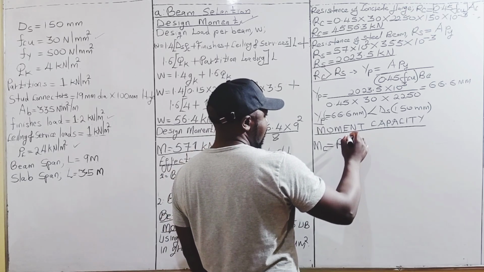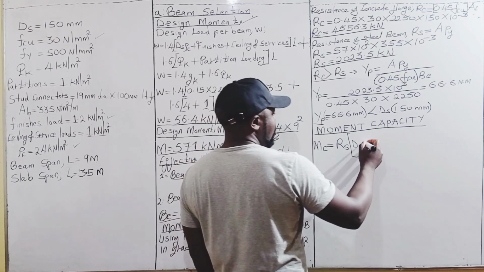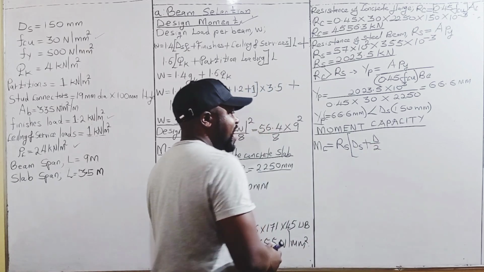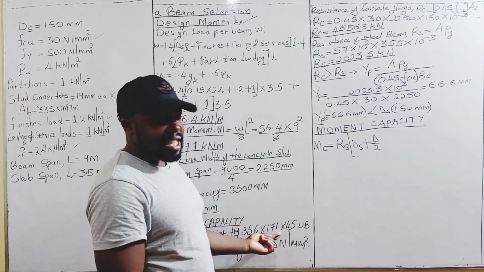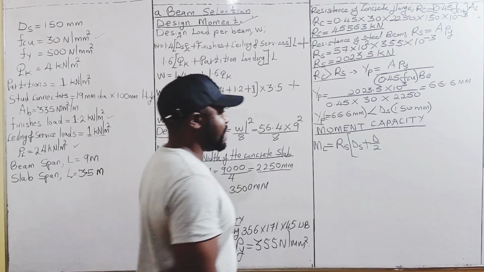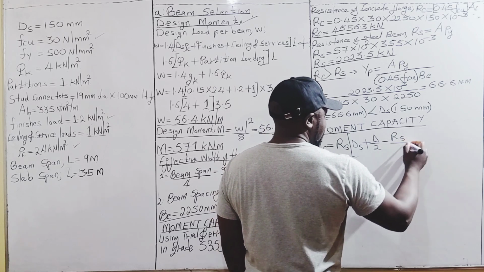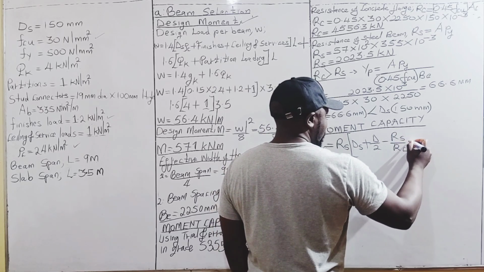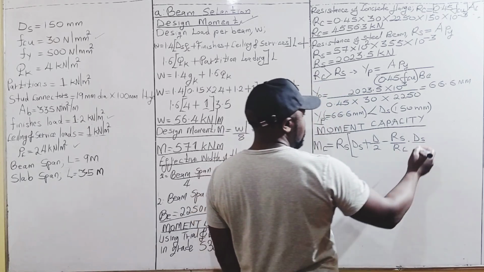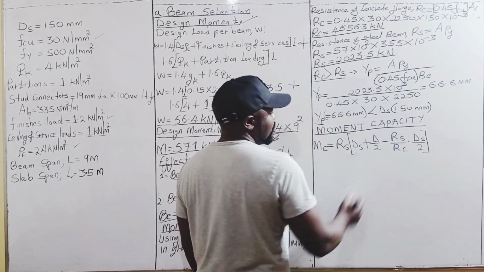Mc is equals Rs into Ds, that is the depth of the concrete flange, plus D over 2, that is the depth of the selected steel section obtained from Appendix B of BS 5950. Then we subtract Rs divided by Rc multiplied by depth of the concrete flange divided by 2, or concrete slab in this case, divided by 2.